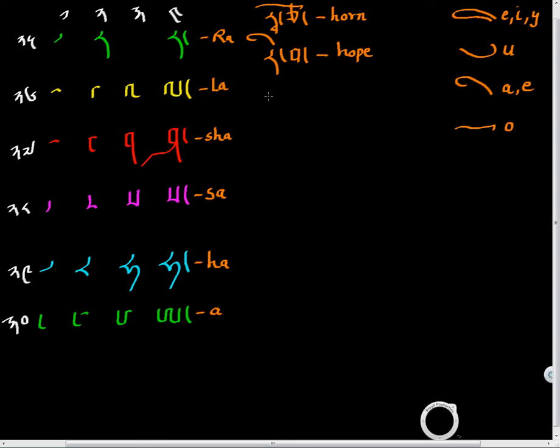And then the first example for la is la ka lak pa. Lakpa. Lakpa means hand.